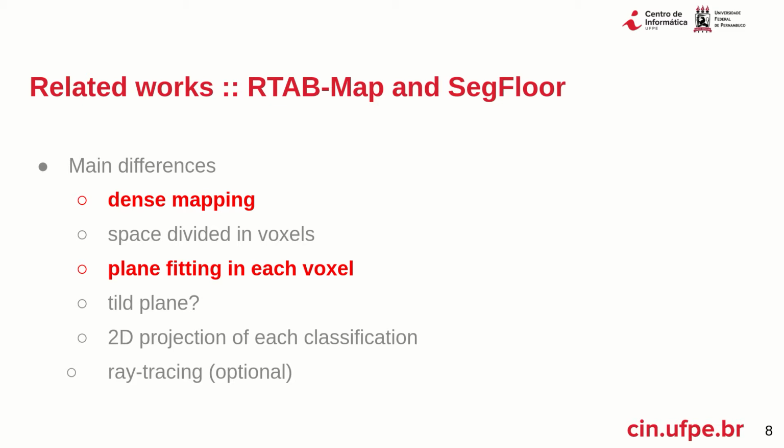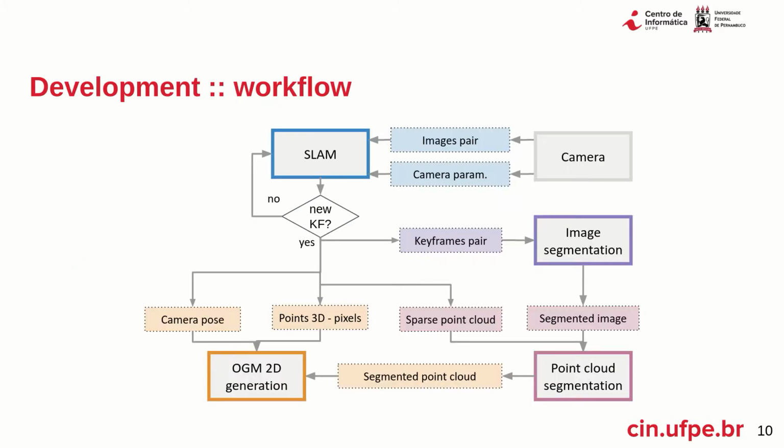However, instead of using a dense point cloud, we directly use the sparse point cloud generated by the SLAM system, resulting in a reduced processing time and memory usage. Another main difference is that our approach defines free area based on a two-dimensional search, avoiding three-dimensional data computation. Here, we can see the workflow of our proposal.